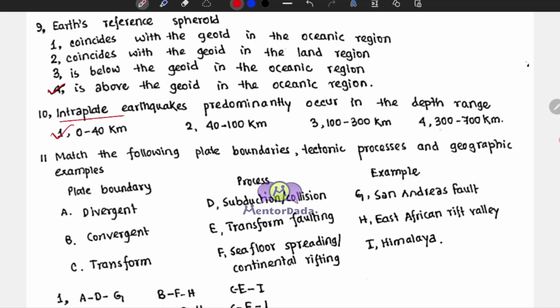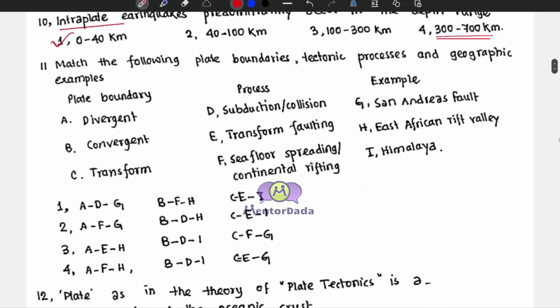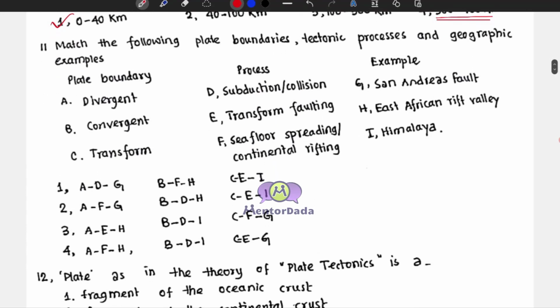So the 300 to 700 kilometer focal depth of an earthquake is very, very rare. Okay, so this does not occur very frequently. Okay, now come to question number 11. So you have to pick the correct match. So plate boundaries, processes and examples are there. So let's see.